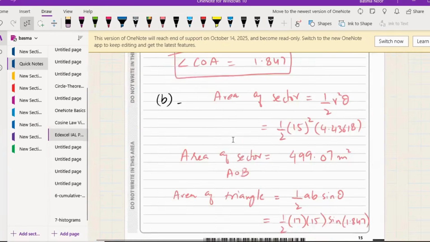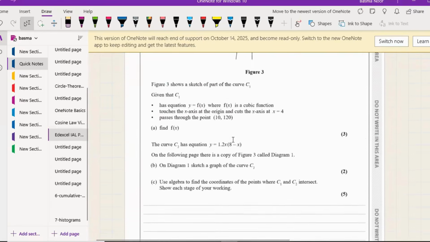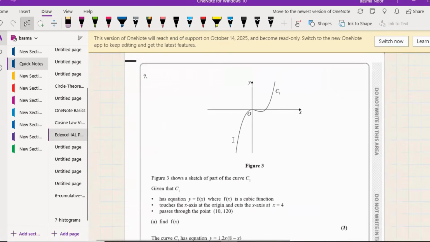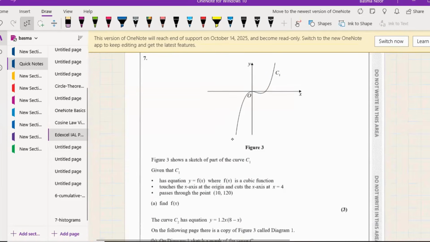9 marks. Okay, now let's move to question 7. Question 7 says that figure 3 shows a sketch of part of the curve C1. Given that C1 has equation y equals f of x, where f of x is a cubic function. Okay, this C1, my f of x is a cubic function.